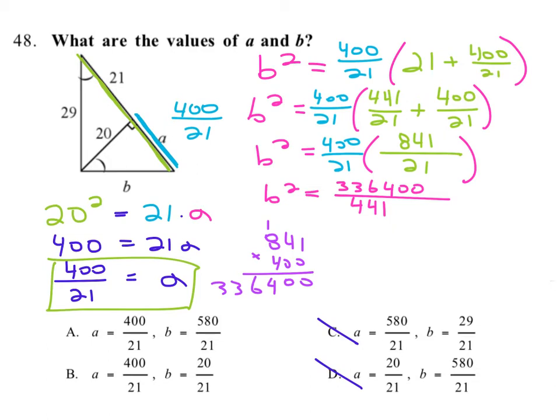Now this looks like it's getting to be a mess, but it's not. You'll see why in a second. It looks scary and terrifying. Don't be terrified. Okay. When we square root both sides, we say, okay, what if we wanted to take the square root of b squared and the square root of this side, 336400 over 441.